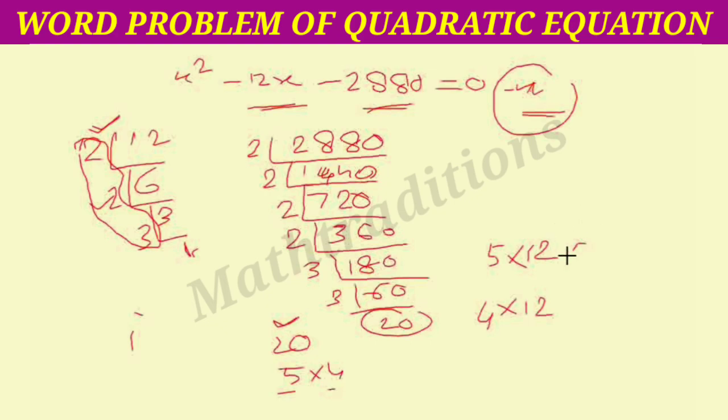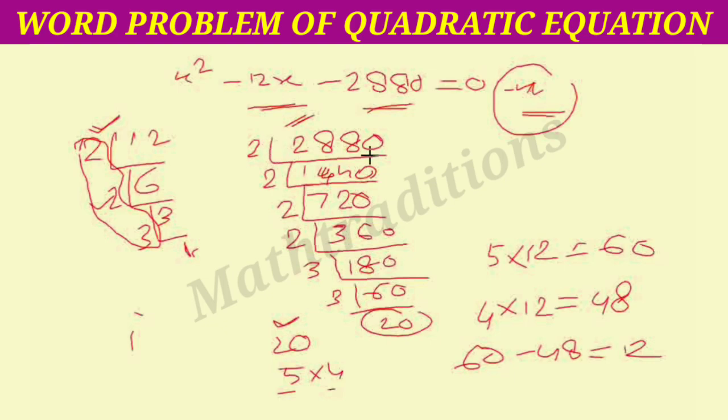Here 60 and here 48. So now easily you have got the factors of our equation. 60 minus 48 will give you 12. I hope all of you have understood.